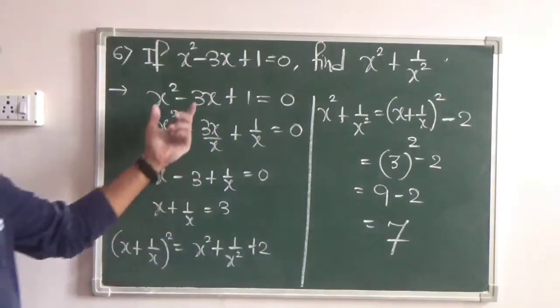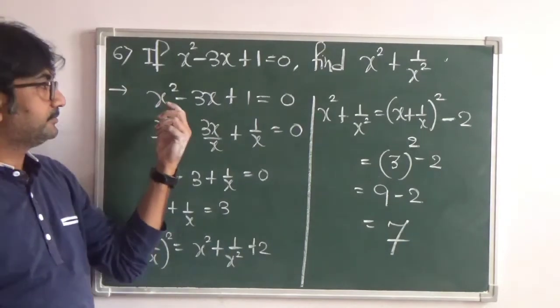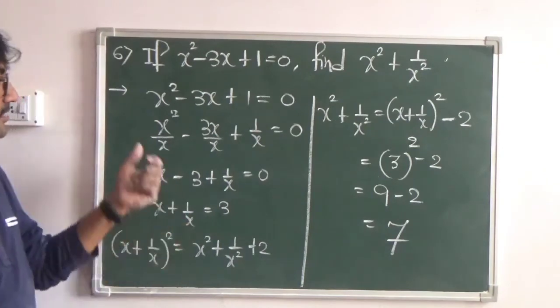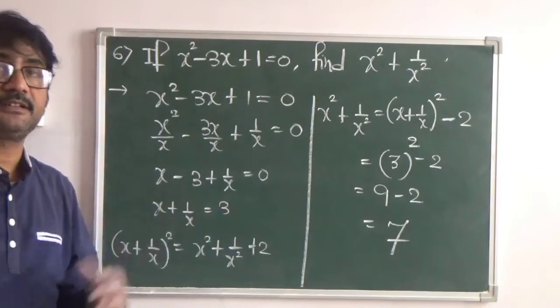Okay. So this is an important question here. So you have to apply your IQ that if you divide all the three terms by x, then you get it into some form where you can apply the identities. Okay.